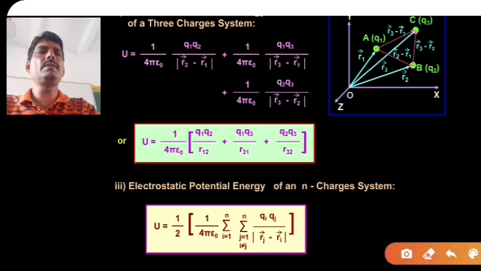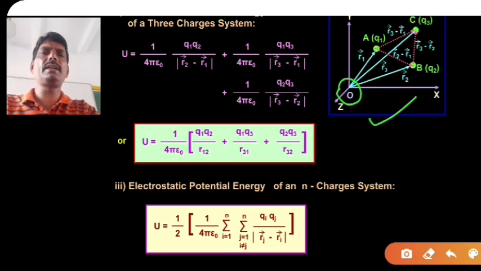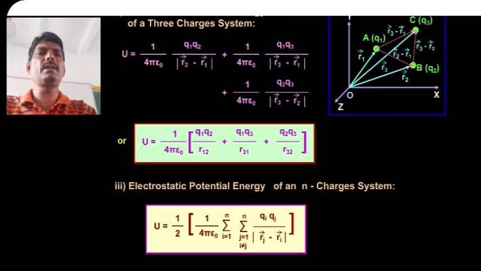In this particular figure, you see, I have taken the reference point O as the origin. From that origin, I have considered three charges at points A, B, C. The three charges are Q1, Q2, Q3. Or directly also you can write, you can pick the charges Q1, Q2, Q3. Initially Q1, then you bring Q2, then you bring Q3, up to Qn. So ultimately you will get this final equation.